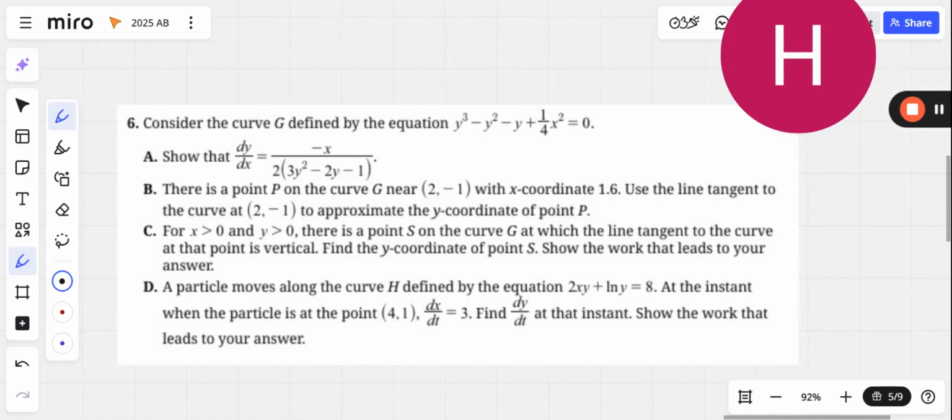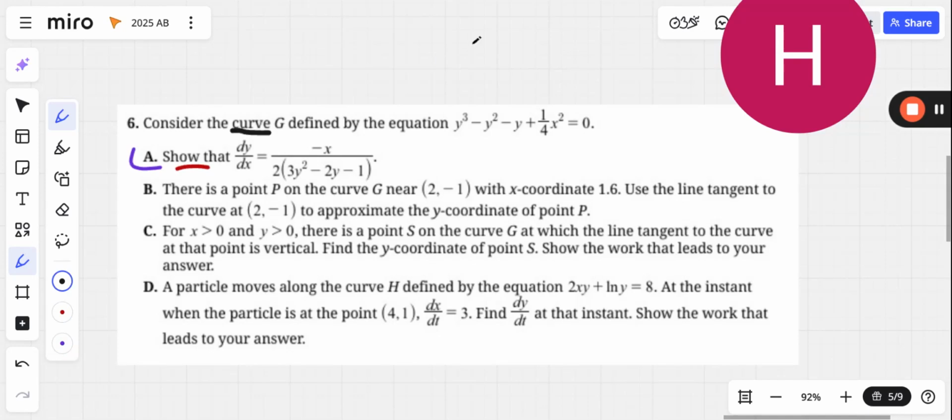Alright, without further ado, let's get started. We're going to start by considering the curve, not the function, because this curve has y's in multiple places, defined by the equation y cubed minus y squared minus y plus 1/4 x squared equals 0. So the first thing they want us to do is they just want us to show, it's pretty easy, show that dy dx equals this expression.